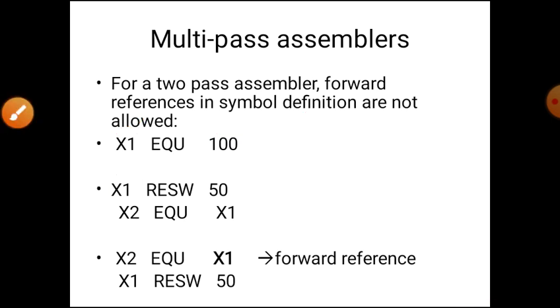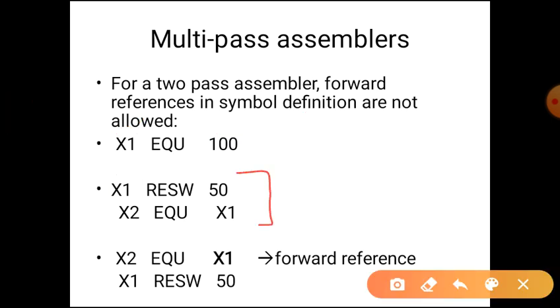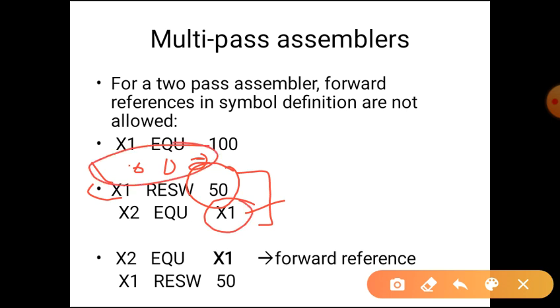Now come to this sequence: x1 RESW 50. What is the meaning of this? x1 is a symbol that is reserved with 50 words, and x1 will be assigned some address, say for example 1000. So the value of x1 is 1000. Come to the next line: x2 EQU x1. What is the meaning of this? x2 is assigned the value of x1. The value of x1 is 1000, so the x2 value is 1000. That is the meaning.